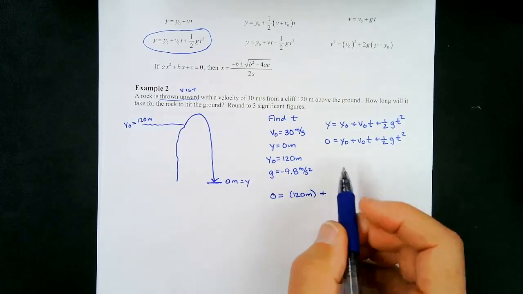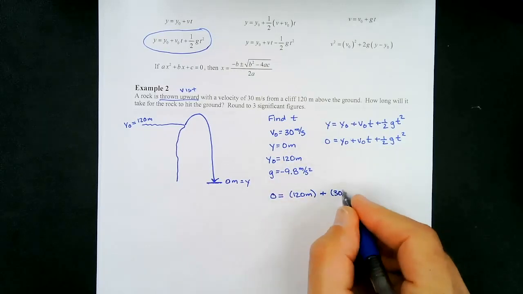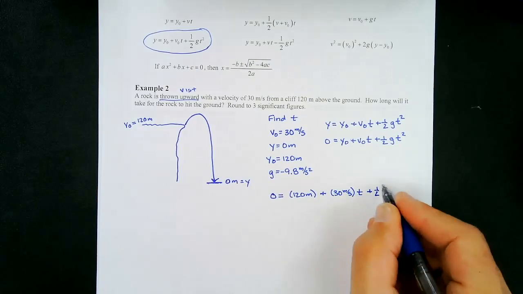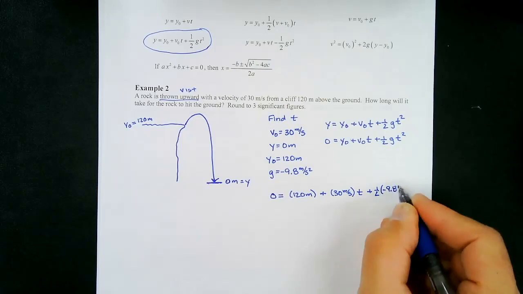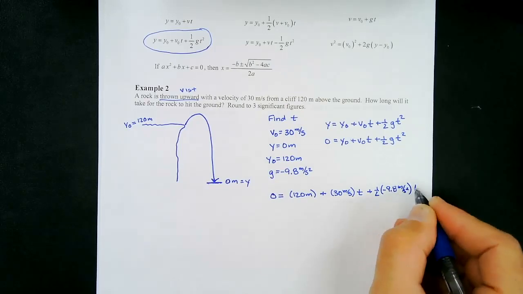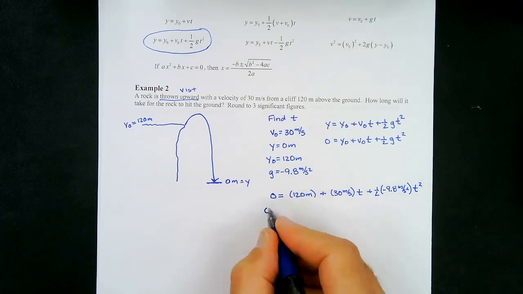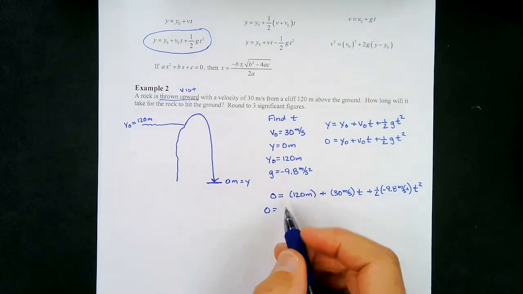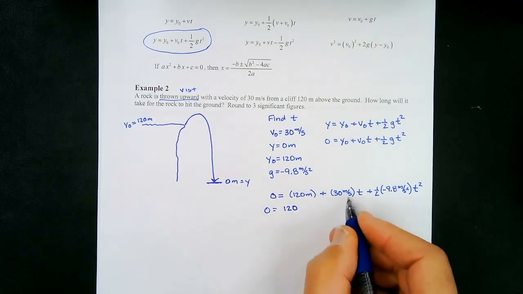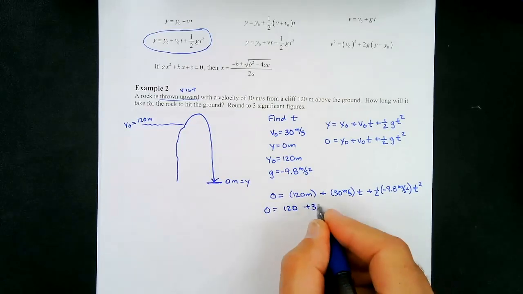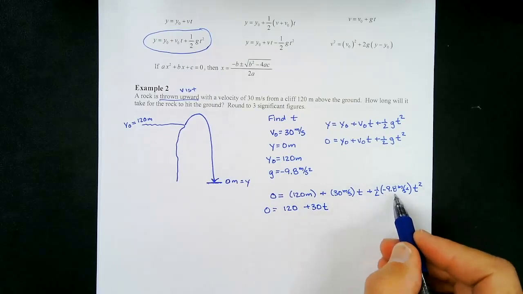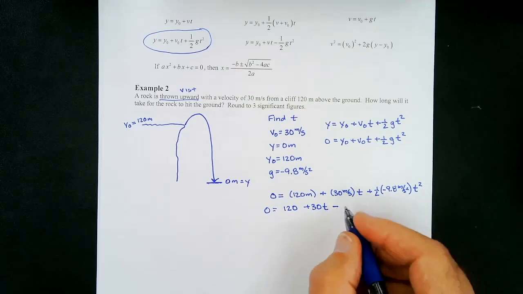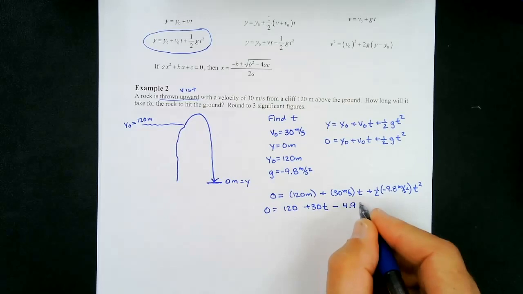And then plus my starting velocity, 30 meters per second, times t, and then plus 1/2 times g, which is negative 9.8 meters per second squared, and then times t squared. Okay, cleaning this up, for the sake of doing the quadratic formula, I'm going to leave off the units here. So this is going to be 120. This is 30t, so plus 30t. I do want to take half of negative 9.8, so that'd be minus, right? Because I'm multiplying a positive times a negative, so I'm going to write minus 4.9 t squared.